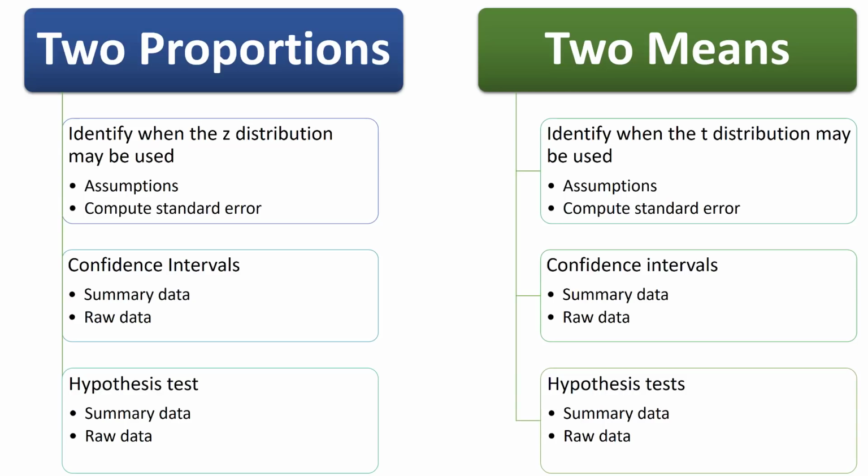This is an outline of what I'm going to cover in this video. First, I'll go through all of the procedures associated with two proportions. Then, I'll cover the same points with two means. Let's get started by looking at the assumptions that must be met to use the z-distribution when we're comparing two proportions.